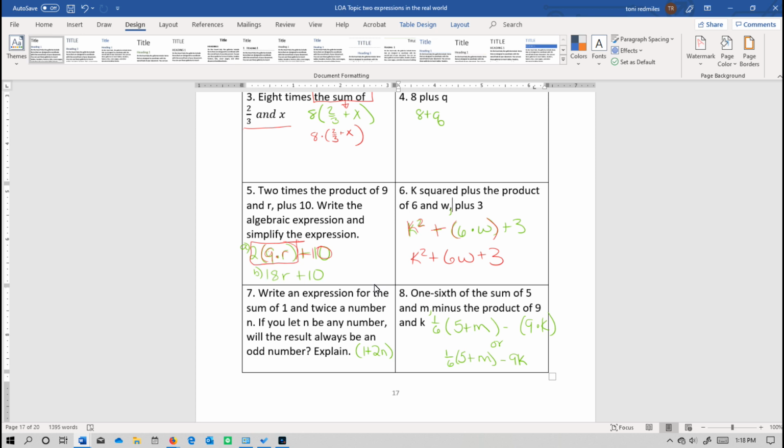Write an expression for the sum of 1 and twice a number. So inside there should be 1 and twice the number. Do I need the parentheses? No. No, I could leave it without the parentheses.